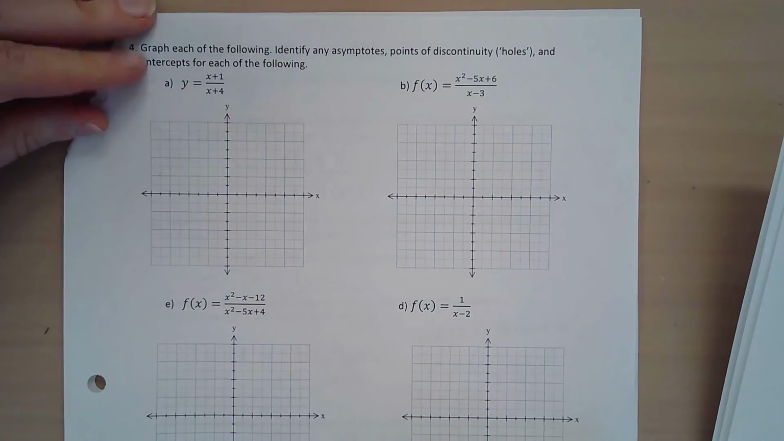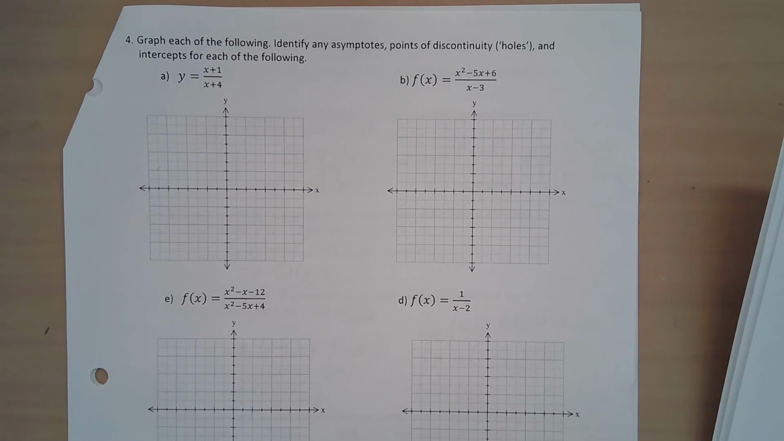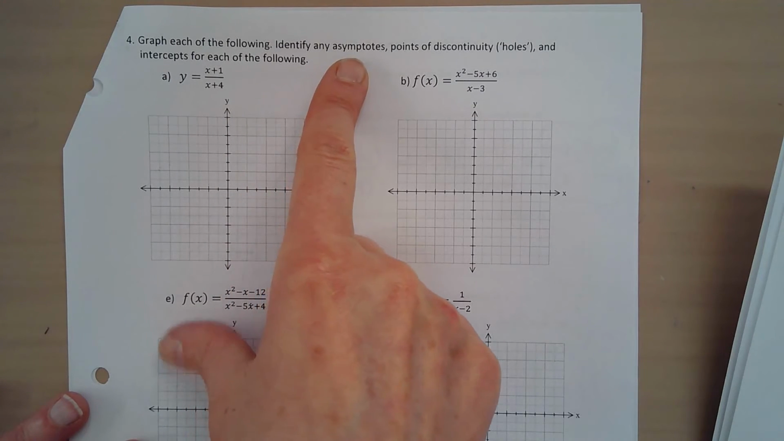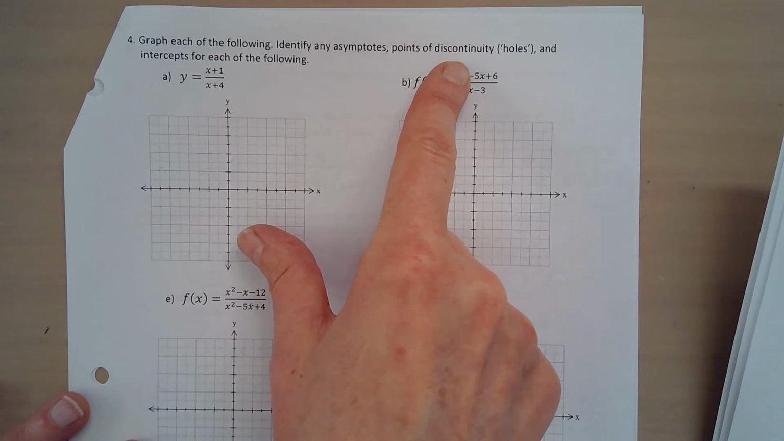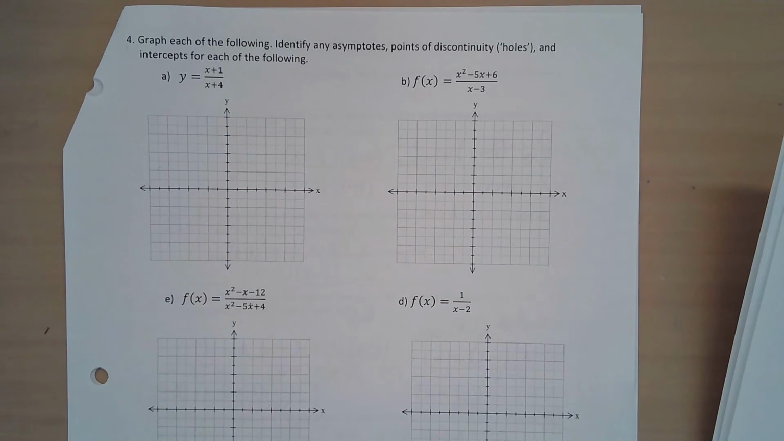So now you're given the equations. I tried to do a variety of different stuff, so you're exposed to different types. And again, the instructions say you're looking for asymptotes, points of discontinuity, which are also called holes, and intercepts. Because if you do it properly, if you identify your asymptotes and your intercepts, you should have to do very little point plotting. You shouldn't have to make tables of values for each one of these. So I'm going to give you some time, and hopefully we can do one or two before you go.